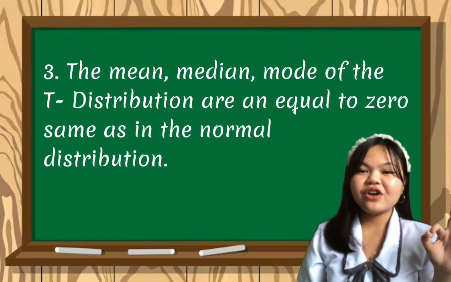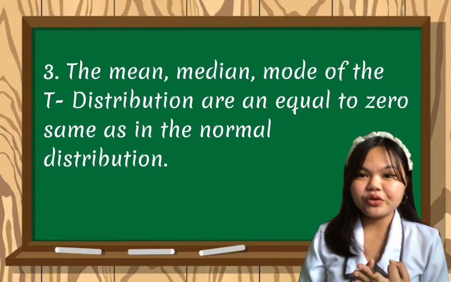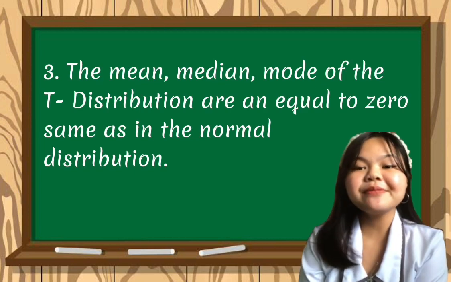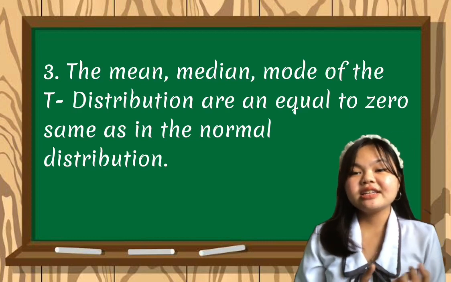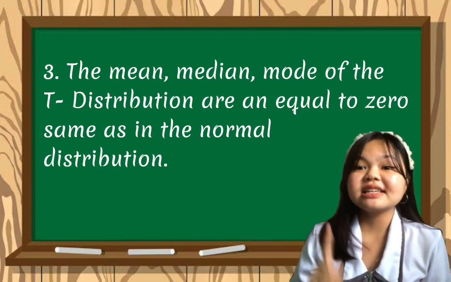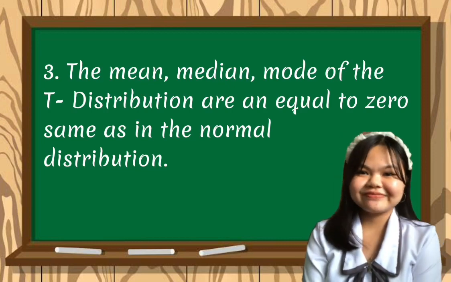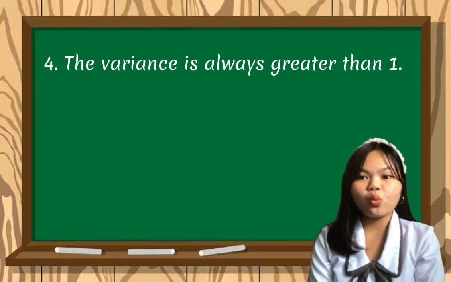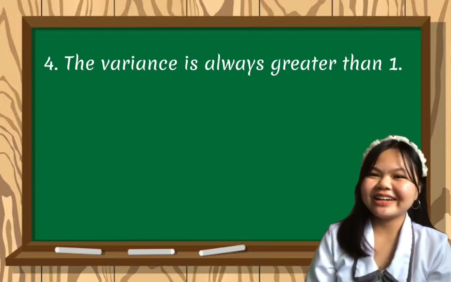Third property of the T distribution: the mean, median, and mode of the T distribution are equal to 0. So, same as the normal distribution, it also has a mean, median, and mode equal to 0. Number 4, the variance is always greater than 1.